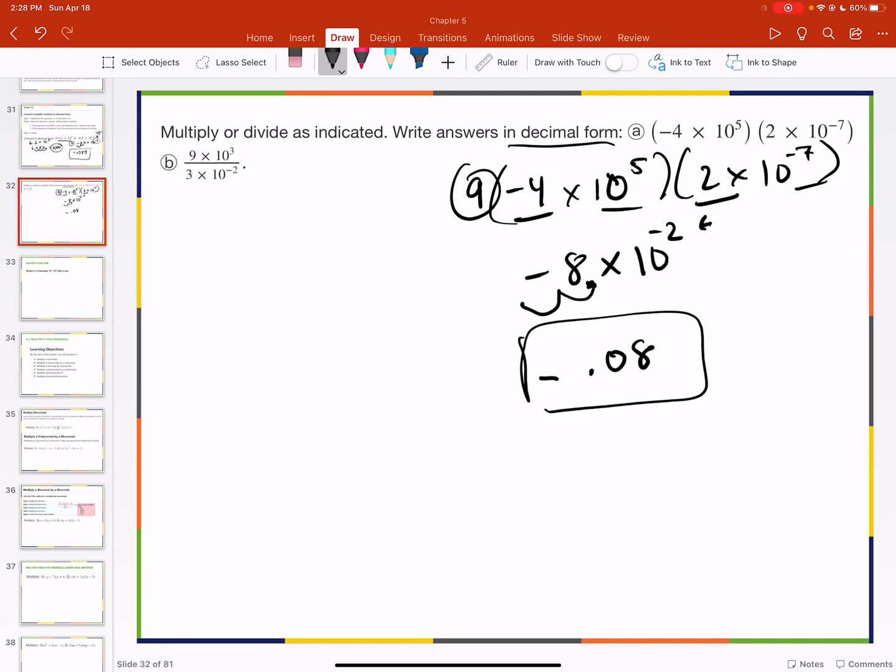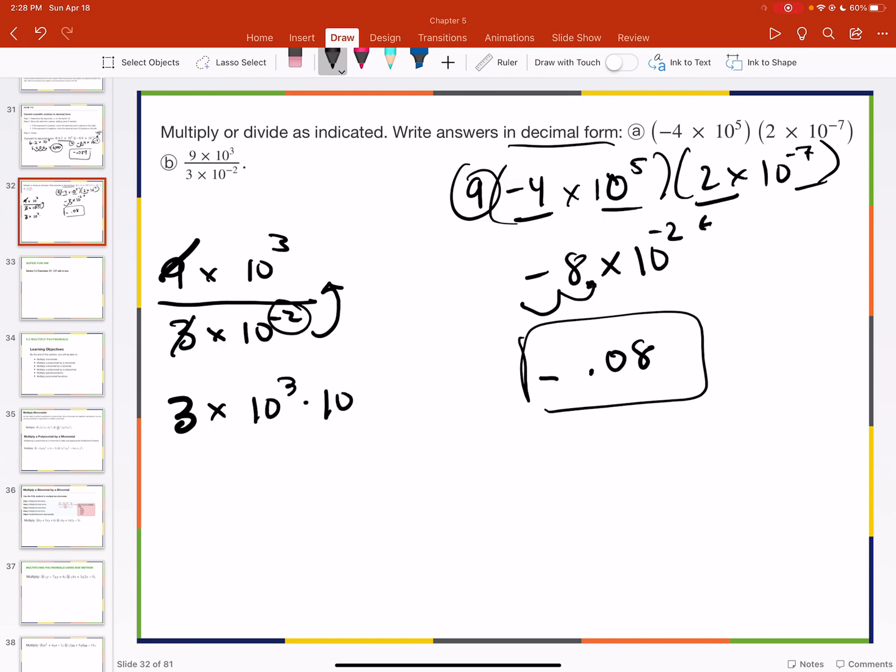And then for B, we have 9 times 10 to the third power divided by 3 times 10 to the negative 2 power. So 9 over 3 is just 3, right? And this negative is in the denominator, so I can write that up here. So 10 cubed times 10 squared. So that's just 3 times 10 to the 5th power. If I want to write it in non-scientific notation form, that means I need to go to the right 5 spaces. So 1, 2, 3, 4, 5. That's going to be 300,000.